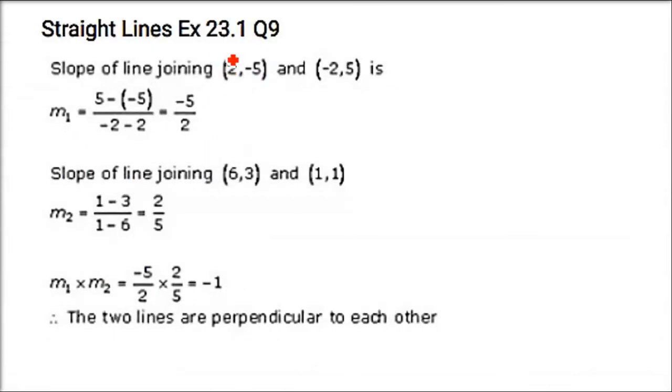Now show that the line joining 2, minus 5 and minus 2, 5 is perpendicular to the line joining 6, 3 and 1, 1. So we are going to take the slope of the first one, second one, and try to multiply them. If it comes to -1, these two lines are perpendicular. So 5 minus of -5 divided by -2 minus 2 is going to be -5/2. This is the slope of the first line, -5/2.